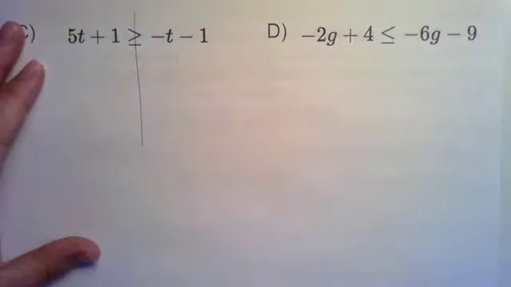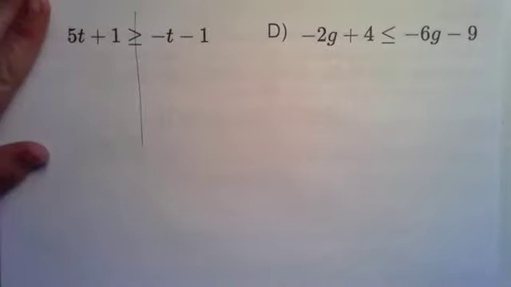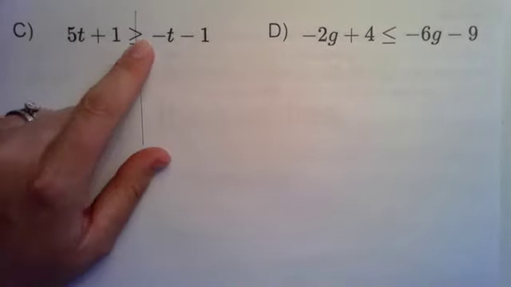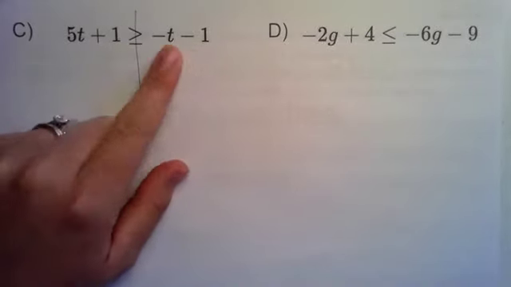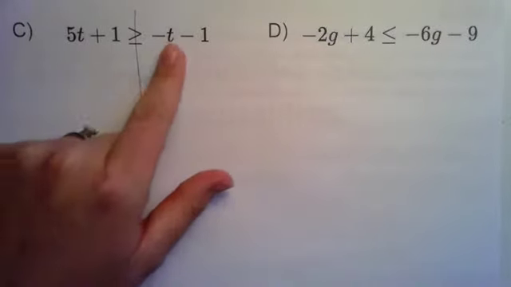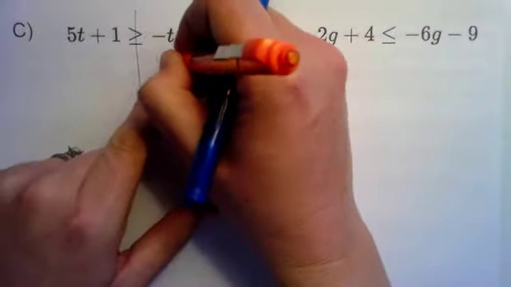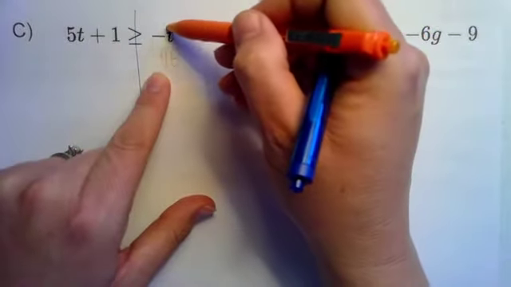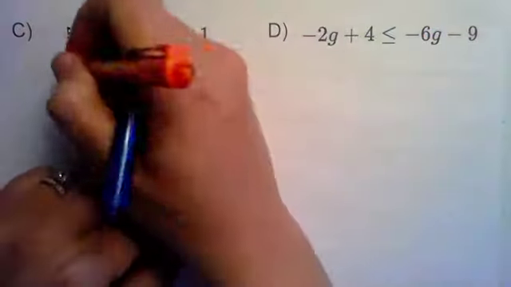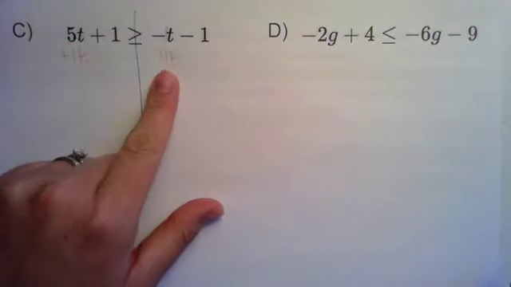Again, if you need to pause the video, you can pause the video, but 5t plus 1 is greater than or equal to negative t minus 1. And again, collect your variables. We want to get our variables together. So I'm going to go ahead and add 1t. Remember, it's not just a negative, it's a negative 1. So we're going to add 1t to both sides.